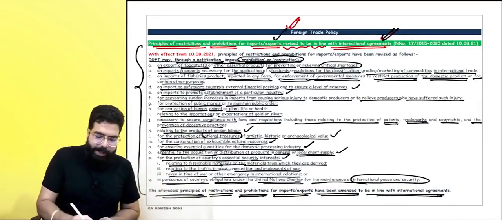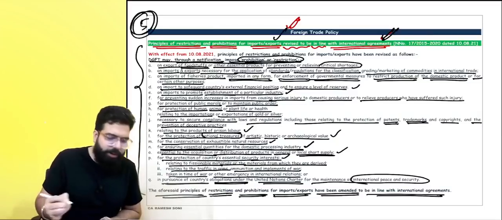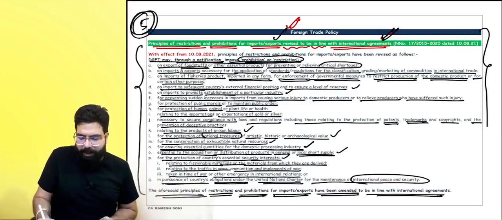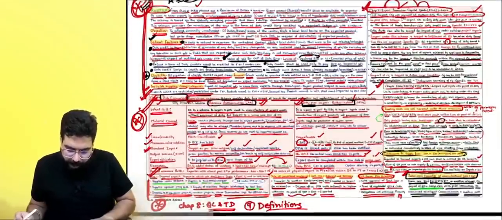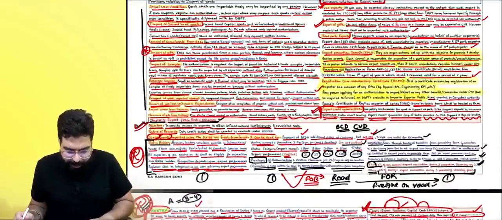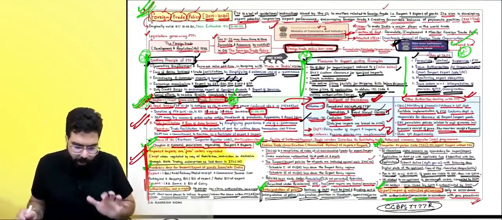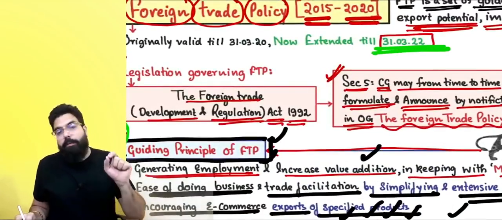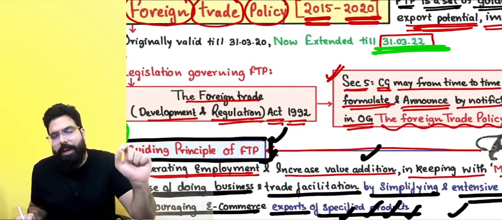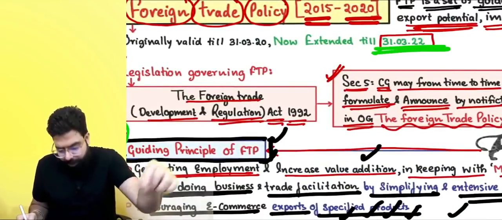They can tell you what are the principles of restriction and prohibition for import or export which have been revised. Right, 5 point. They can ask you a small 5 mark question out of this. Please read this. It's more of a theoretical question. I will quickly tell you the amendments which are there. Number one, always remember the amendment in the chapter. FTP is now valid. Foreign trade policy has now been extended till 31st of March 2022.